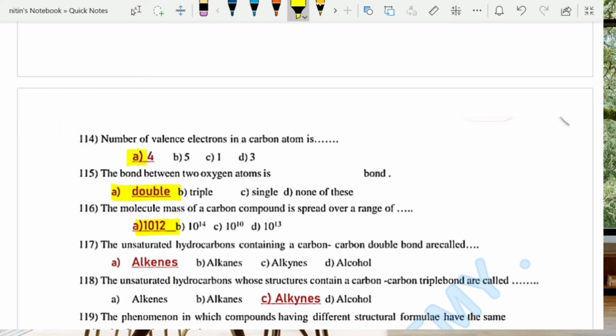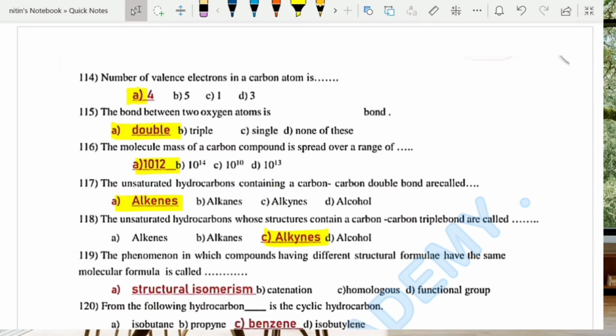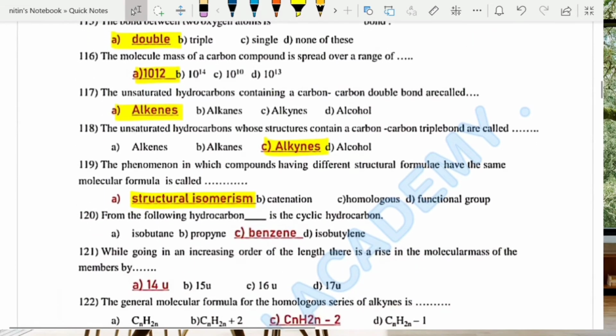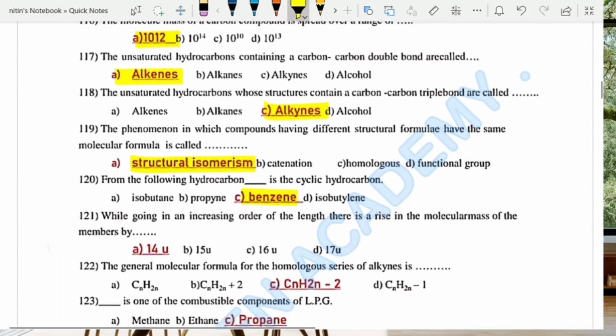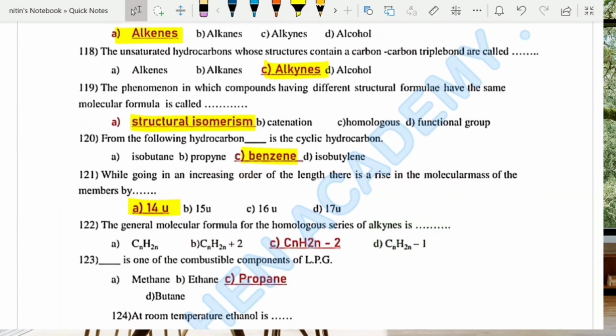Unsaturated hydrocarbons containing a carbon-carbon double bond are called alkenes. Unsaturated hydrocarbons containing a carbon-carbon triple bond are alkynes. The phenomenon in which compounds having different structural formulas have the same molecular formula is isomerism, which is structural isomerism. From the following hydrocarbons, dash is cyclic and benzene. Going in increasing order of length, the rise in the molecular mass of the homologous series is 14 u. The general formula of the homologous series of alkynes is CnH2n-2.